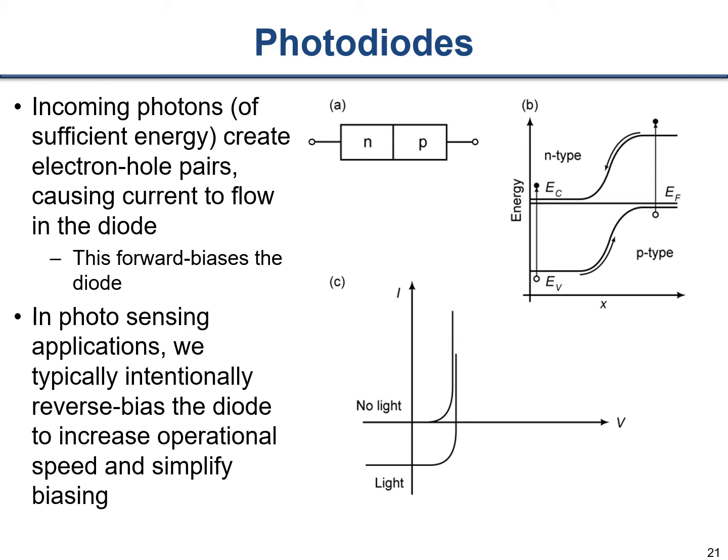What we typically do in photosensing applications is we actually want to reverse bias the diode because this puts it in a more favorable operating condition that improves the speed and actually makes the biasing of the circuit quite a bit more simple. Okay, so normally when we're designing circuits to do photodiode current amplification, we will model our diode as a current source with some parasitic capacitance associated with it.